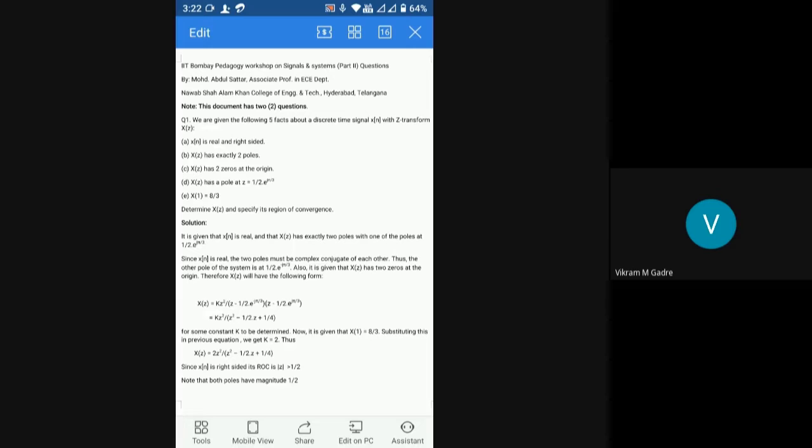Also, it is given that X(z) has 2 zeros at the origin. Therefore, X(z) will have the following form. Sir, I don't have that typing issue here. I could not draw that line. Doesn't matter. X(z) is equal to some k z square divided by (z minus 1/2 e^(-jπ/3)) into (z minus 1/2 e^(jπ/3)).